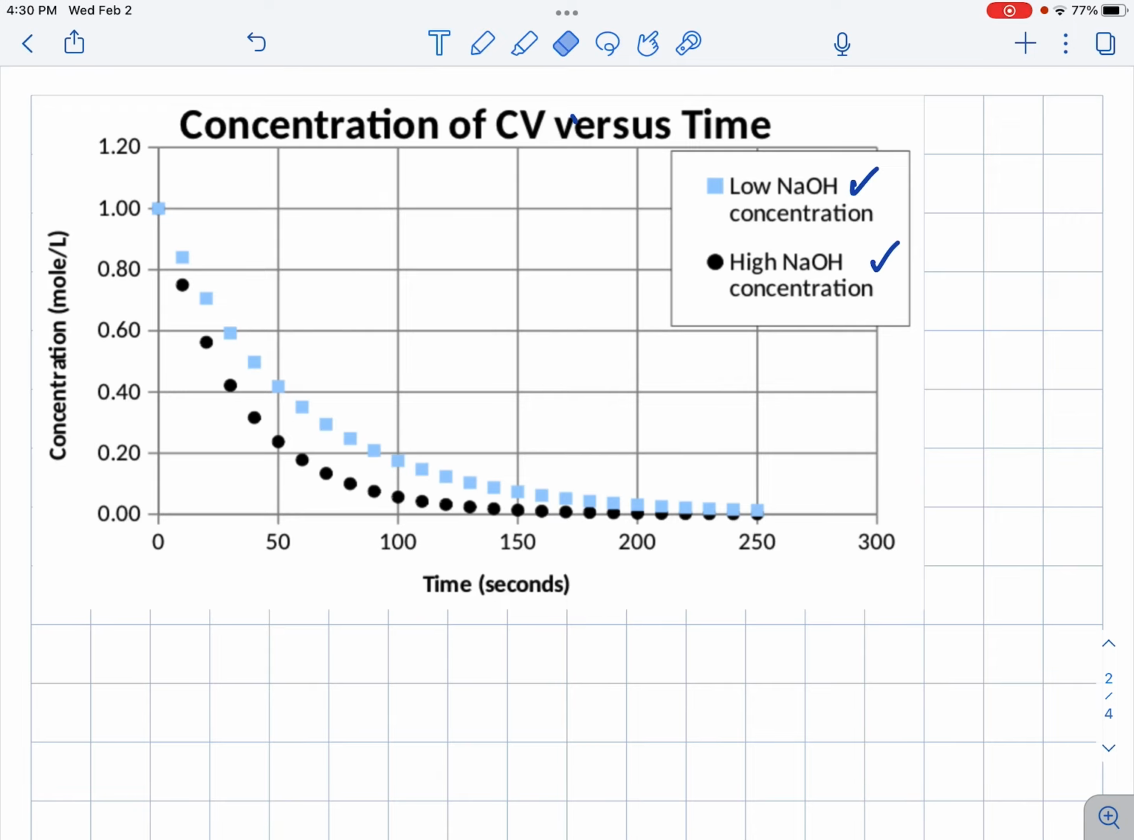So let's try this one more time. It usually takes a couple of times. This is a lot easier with a ruler.